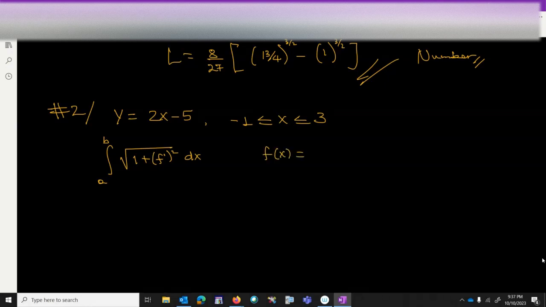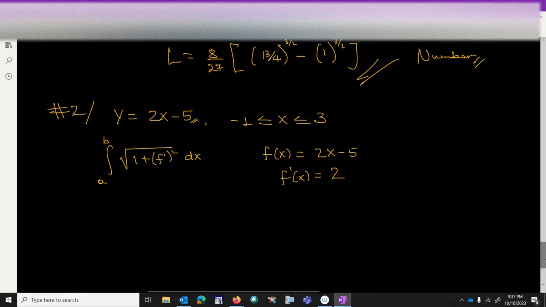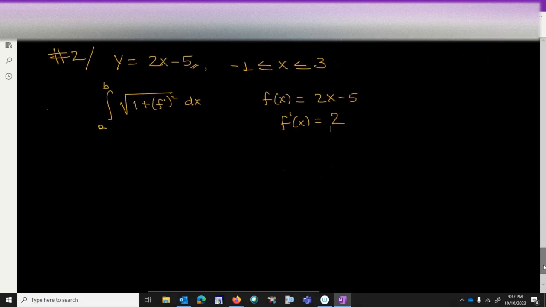f of x is equal to the original function, which is 2x minus 5, and then the derivative of f of x is just 2, because the derivative of the constant is 0, and the derivative of 2x is 2 times x to the power of 1 minus 1, which is x to the power of 0, just 1. Finally, I will have 2. Now, the next step is to plug everything into the original equation.